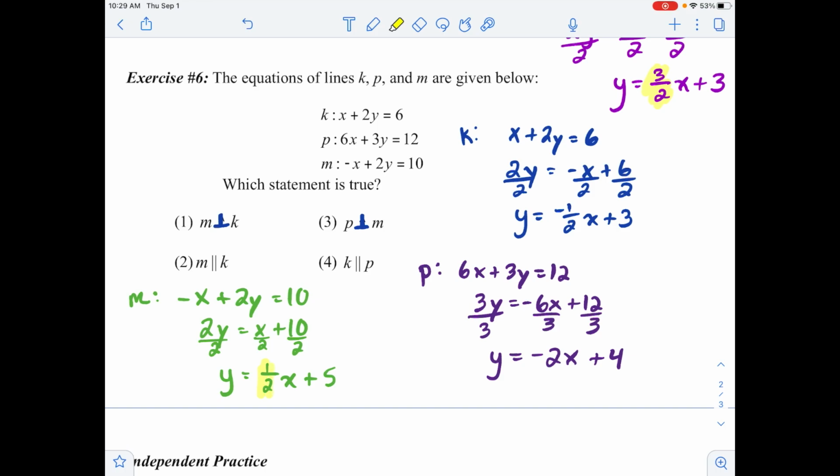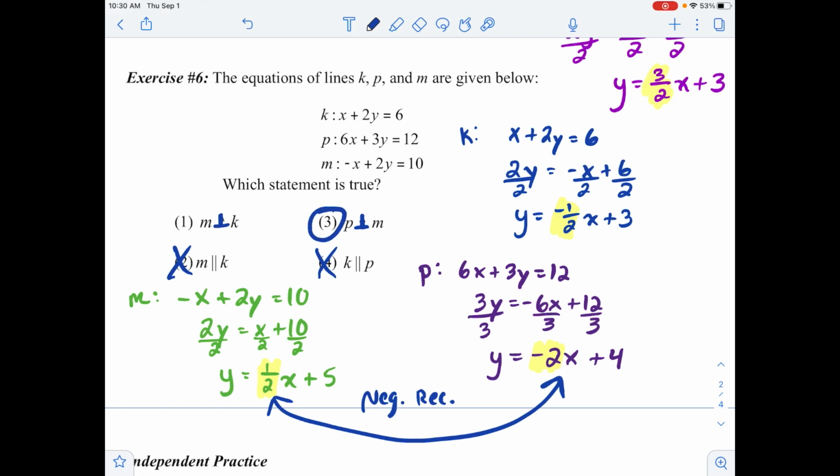Okay, I'm going to highlight all the slopes. So looking at all these slopes, we kind of want to determine what statement is true. It doesn't look like any of them are the same, which means that we don't have any parallel lines. But what I do notice here is these two slopes are negative reciprocals. Since they are negative reciprocals, that means line M and P are perpendicular.